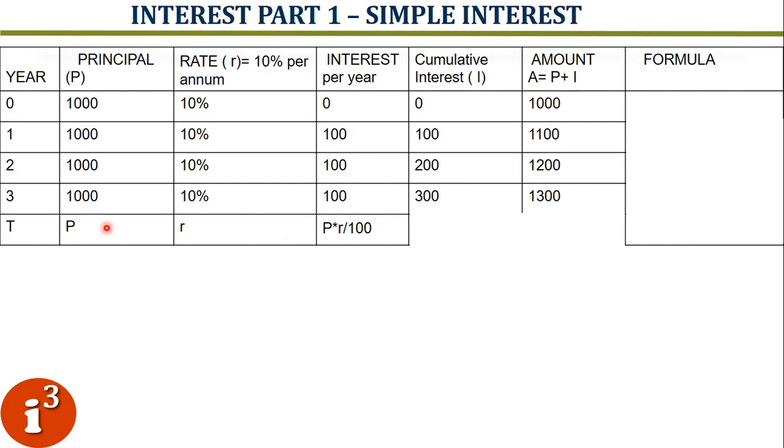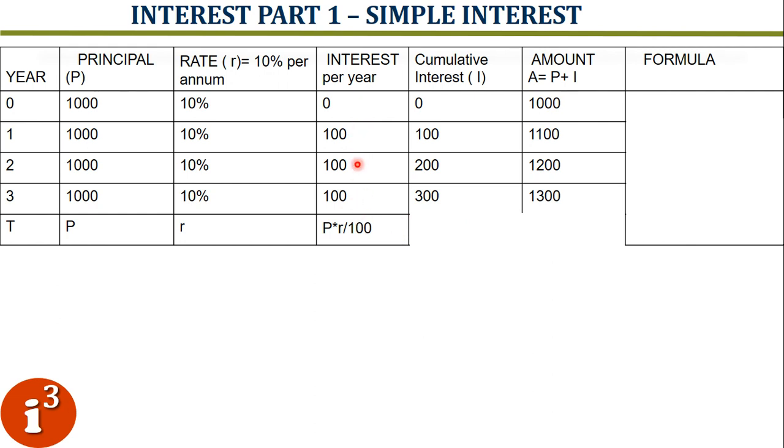If P is the principal and R is the rate of interest, then the interest is obviously P into R by 100. 10% of 1000, you know how to calculate: 10 by 100 into 1000. So P into R by 100. What will be the cumulative interest? For 1 year it is P into R by 100, for 2 years it will be into 2, for 3 years into 3, for 4 years into 4. Why? Because it is the same every year.